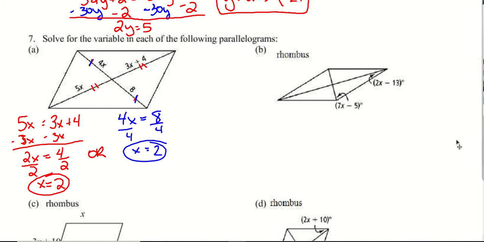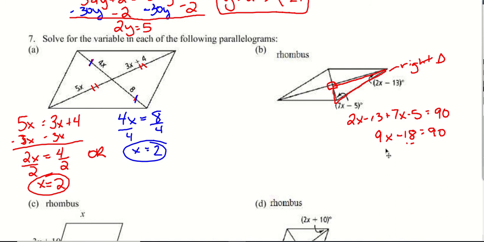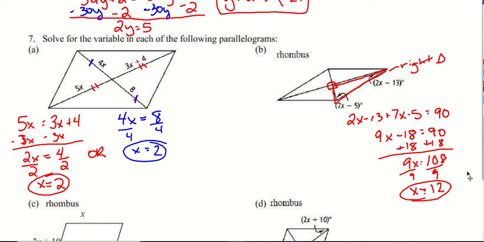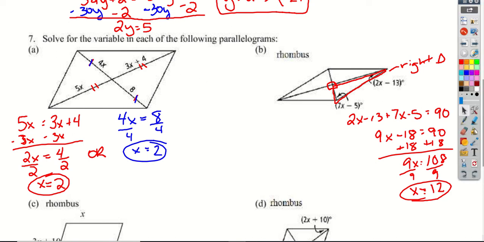In a rhombus, please remember the diagonals are perpendicular. So we get a right triangle being formed here. And that means that these two angles have to add to 90, or we can combine them with the 90 to get 180. I'm going to choose to do this one, but if you want to do plus 9 equals 180, go ahead. We'll end up getting 9x minus 18 is eventually equal to 9x is equal to 108. We'll divide both sides by 9 to get an answer of 12 for x.